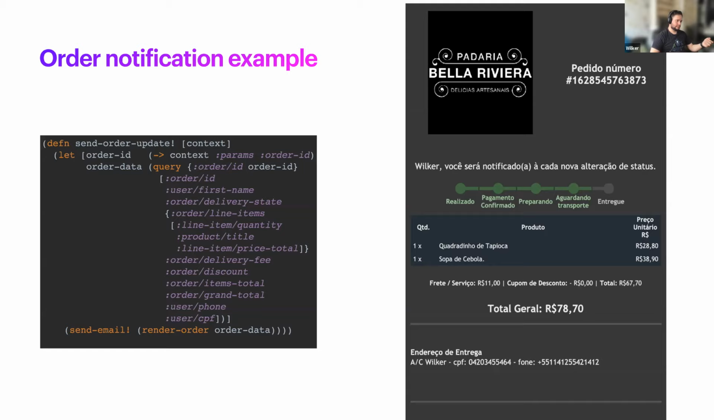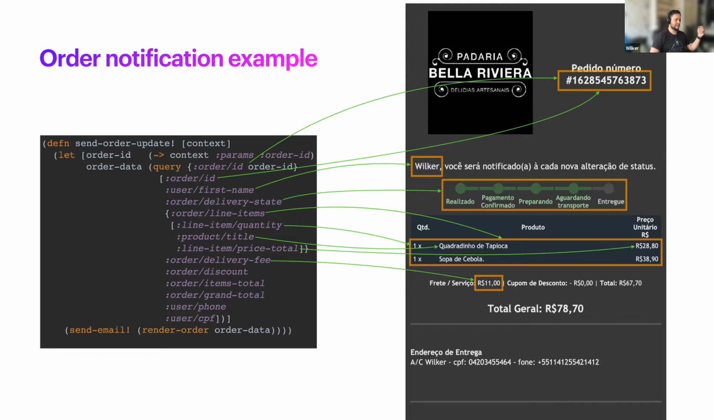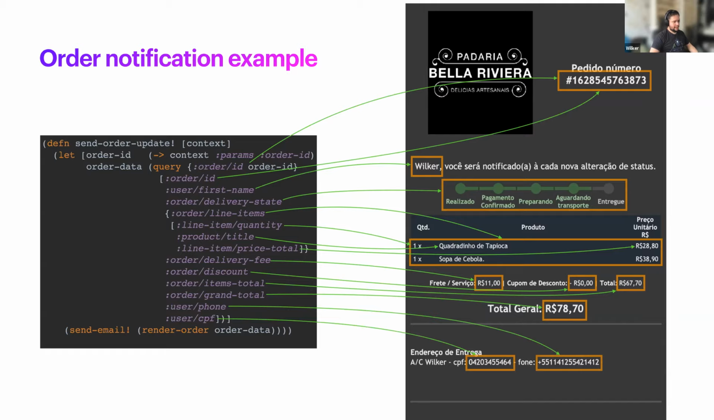And here's how we can map this data to the page. So we start with some order ID, and we also have to use the order ID there, so it's also part of the query. And you can keep going one by one. We have the name, we have the state of the delivery, like waiting in transport. And for the line items, we have that join thing we talked about, where we can have internal attributes for those, and then you can map those attributes to each part. We have a discount, we have the items total, we have the grand total, phone, et cetera. So we are going to implement this piece by piece, okay?